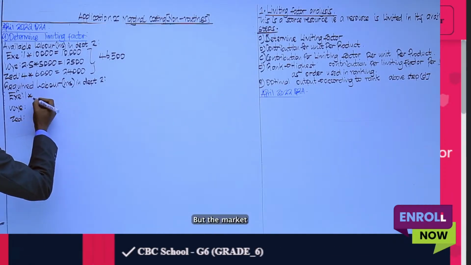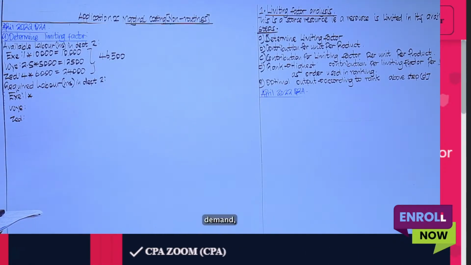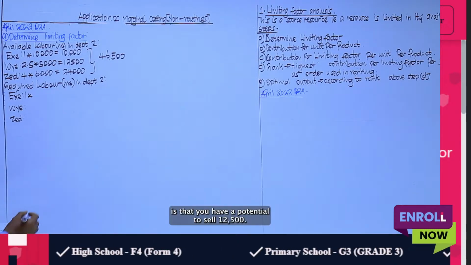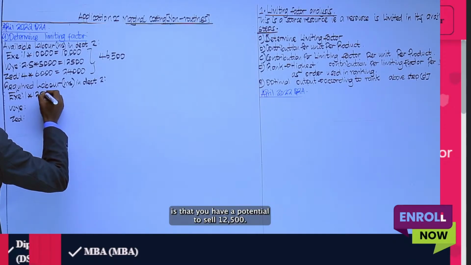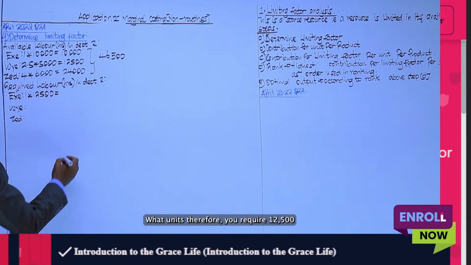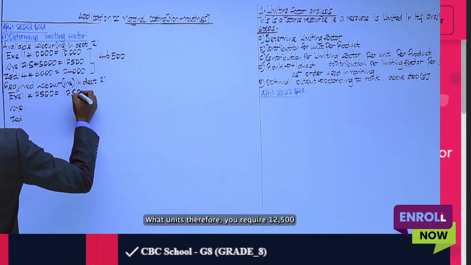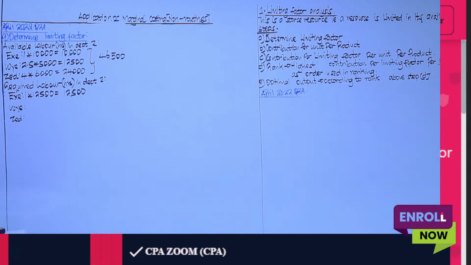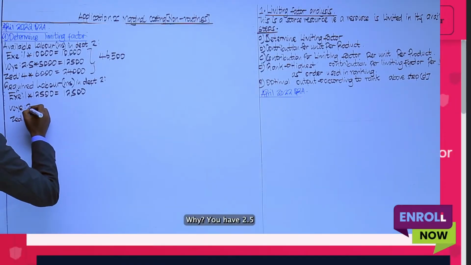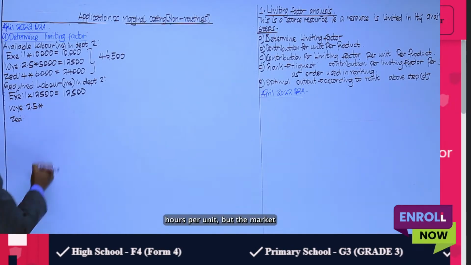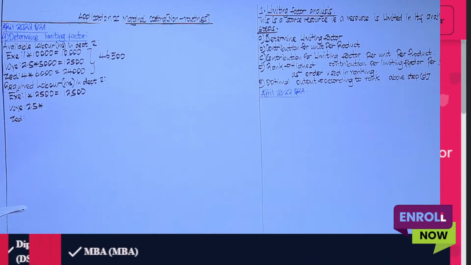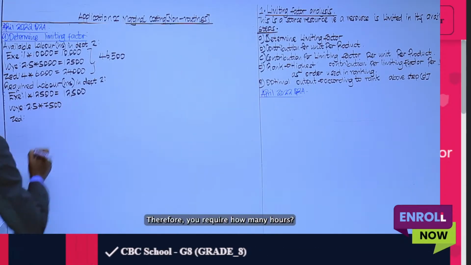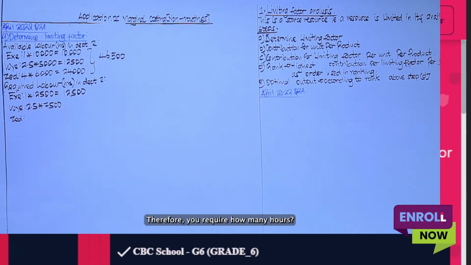the market demand, according to a survey that was conducted, is that you have a potential to sell 12,500 units. Therefore, you will require 12,500 hours to be able to fulfill that particular demand. Why? You have 2.5 hours per unit, but the market demands that you produce 7,500 units. Therefore, you require how many hours?